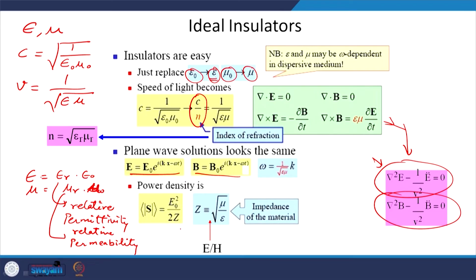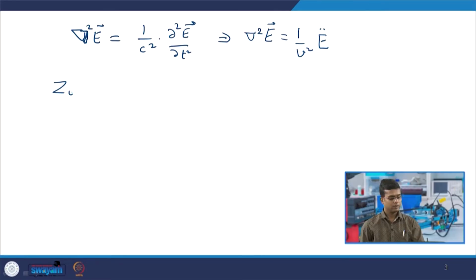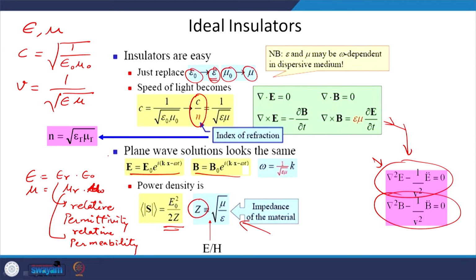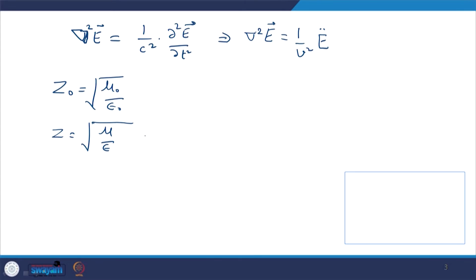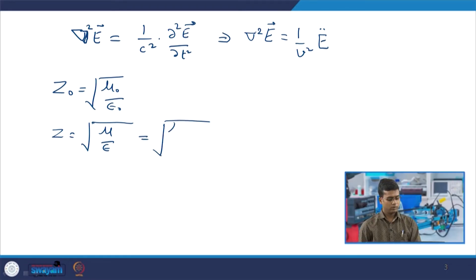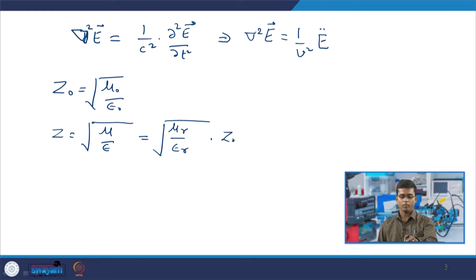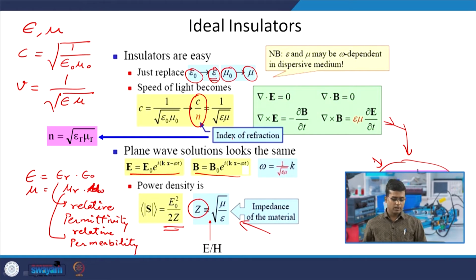Power density is given by this relation, where Z is the impedance of the material. So, if you have Z0 equal to under root mu 0 upon epsilon 0, and Z equal to under root mu upon epsilon, which is here, you can write it as under root mu r upon epsilon r into Z naught. So, you know the impedance of the material.